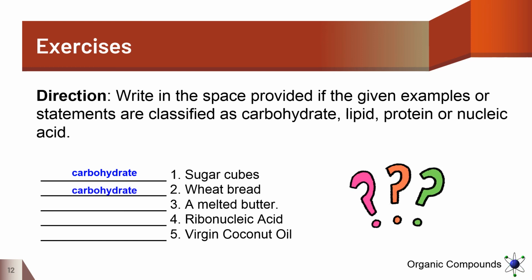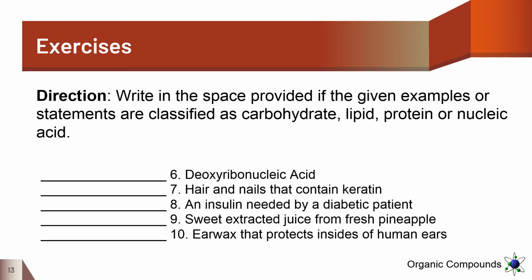This is also carbohydrate. How about number 3, melted butter? This one is lipid. How about number 4, ribonucleic acid? Okay, we have nucleic acid. Number 5, virgin coconut oil. This one falls under lipid. How about number 6, deoxyribonucleic acid? Obviously, this one falls under nucleic acid.